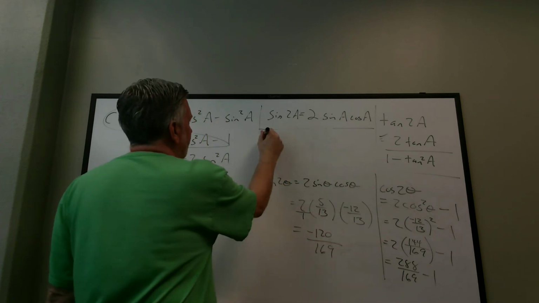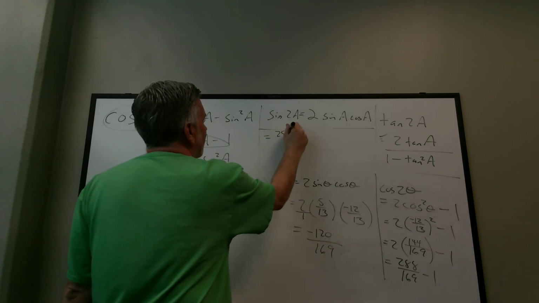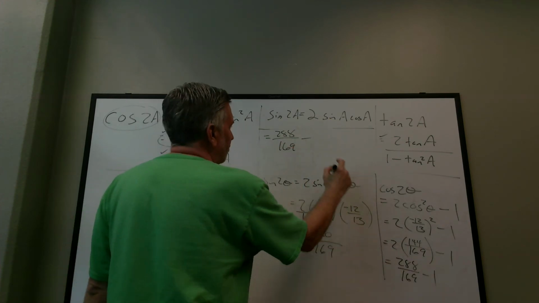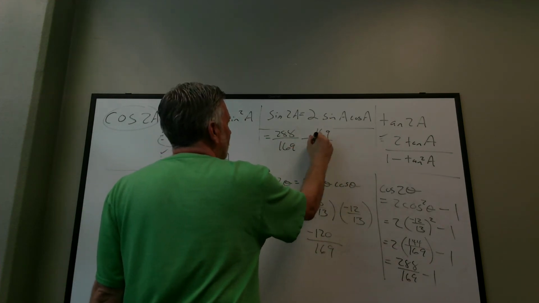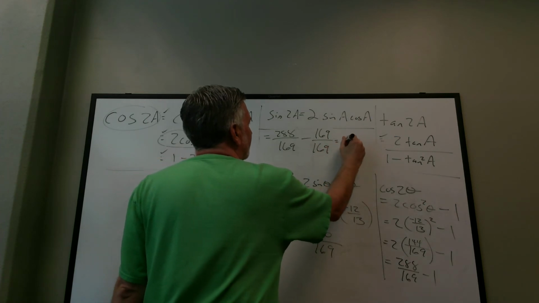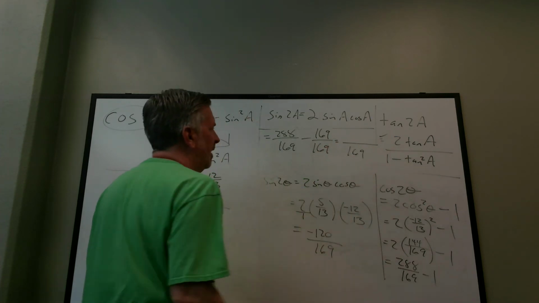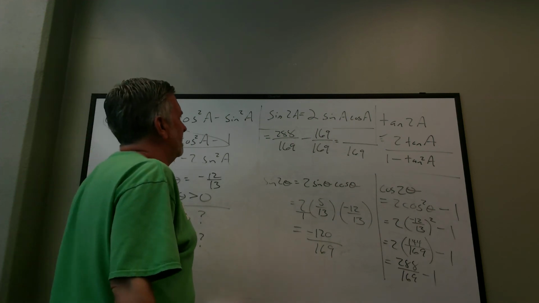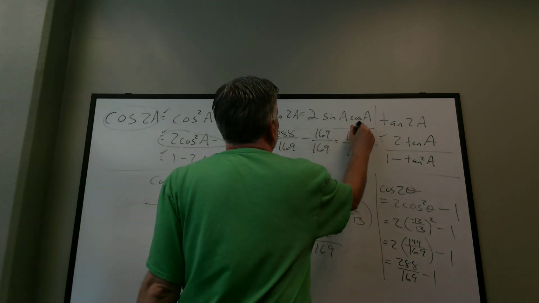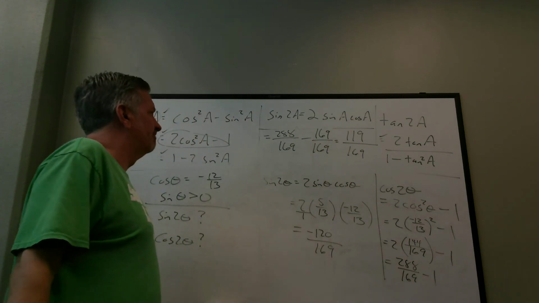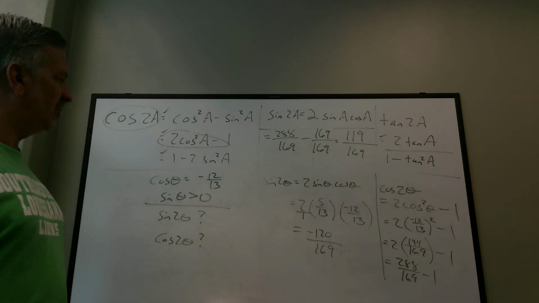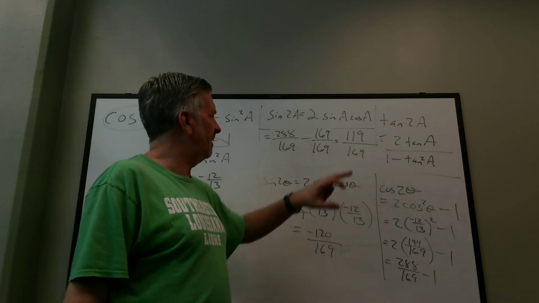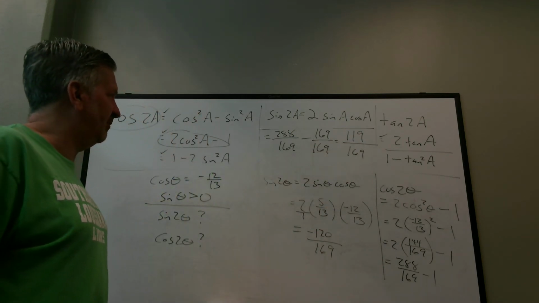Okay, so I'm going to continue here. So you get 288 over 169. Well, get a common denominator. You can rewrite 1 as 169 over 169. And then to subtract fractions, we have our common denominator. And when we subtract, we get 118. So sine of 2 theta is negative 120 over 169. Cosine of 2 theta is 119 over 169.